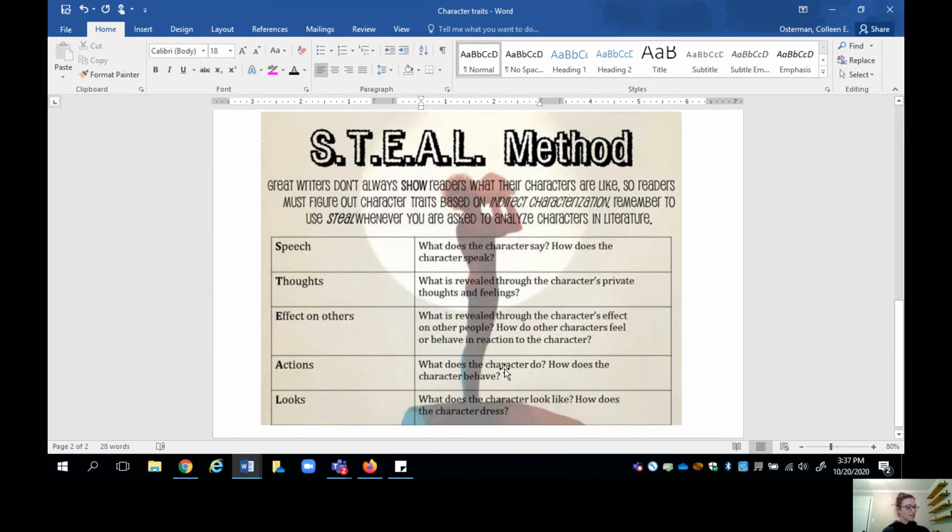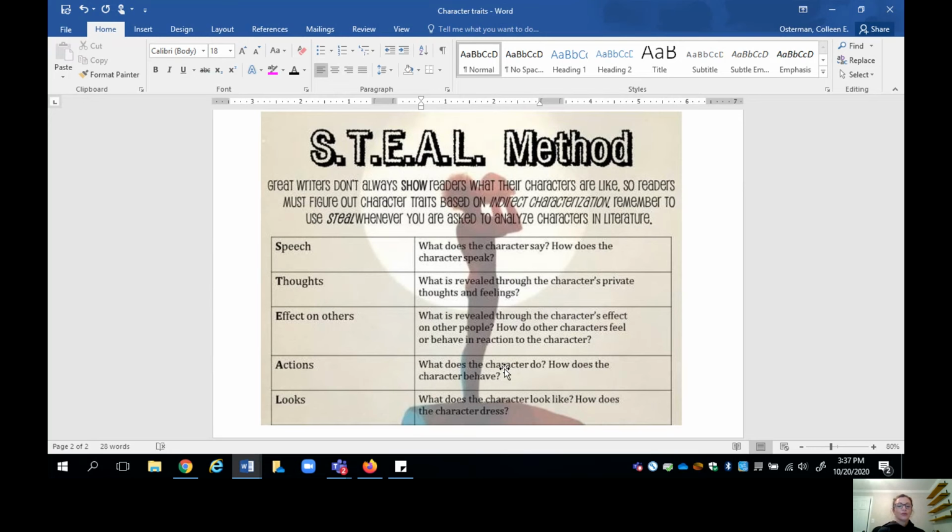Okay, so today's lesson is going to show you how to annotate for indirect characterization. There's a couple of things to prepare. The first thing I'd like you to do is take a picture of my screen. This is the STEAL method for indirect characterization.